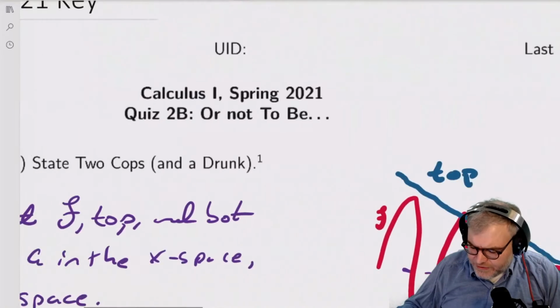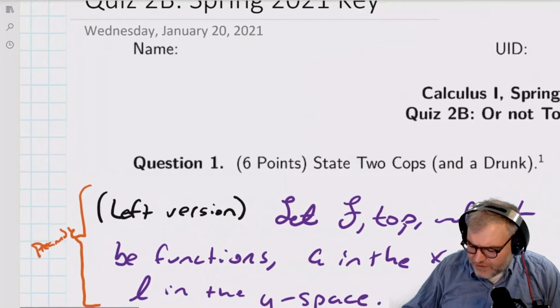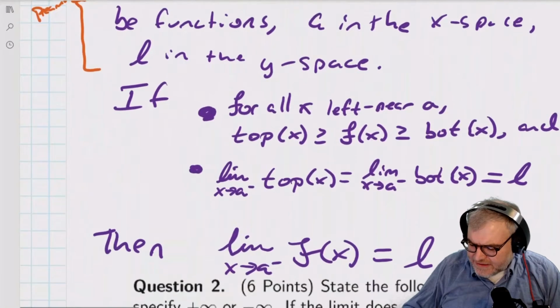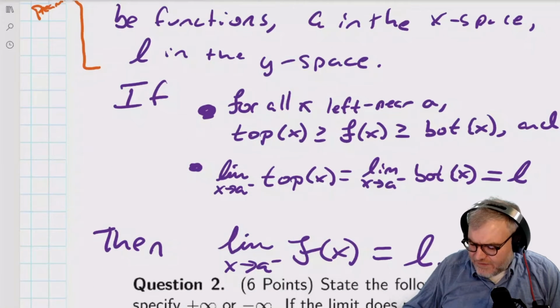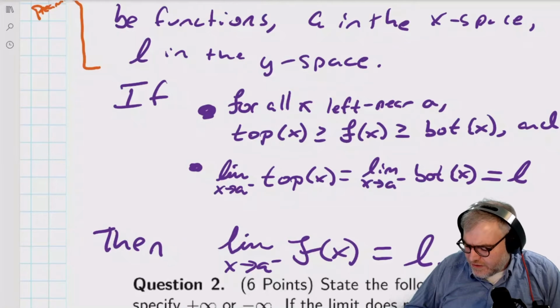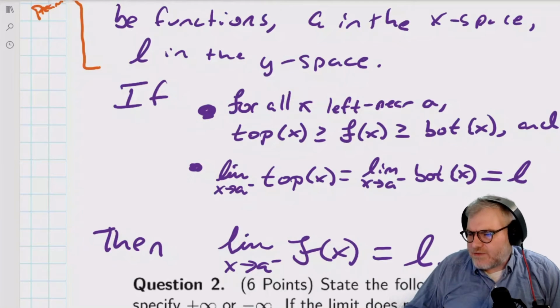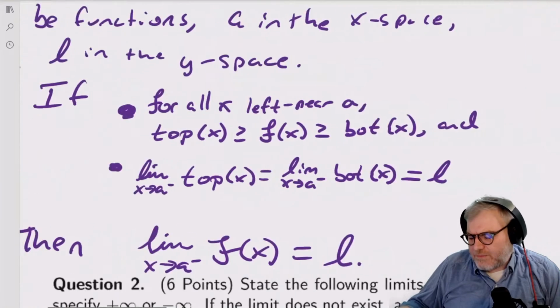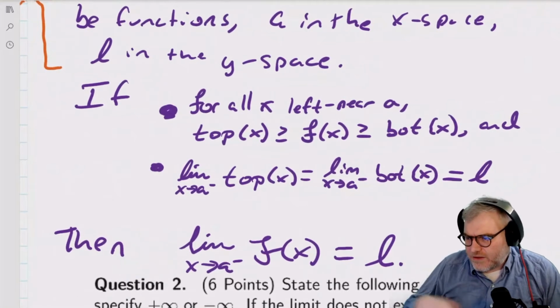I like the bulleted version. You could have gotten away with just saying if for all x left near a, top of x is greater than or equal to bot, and that, and this. So I like the bullets with two ifs, right? Two if conditions and then one conclusion. That for me makes it easy to remember because I remember the picture and then I remember there's two ifs and one conclusion.